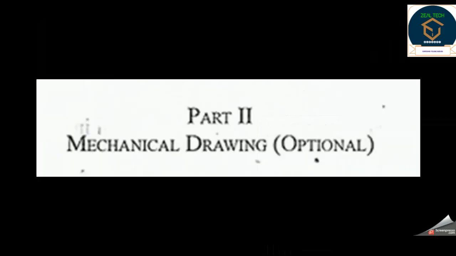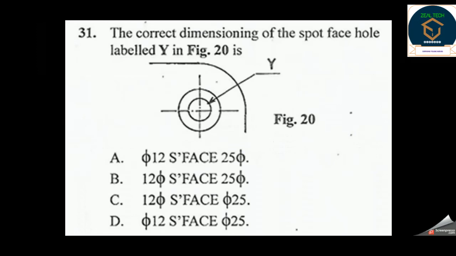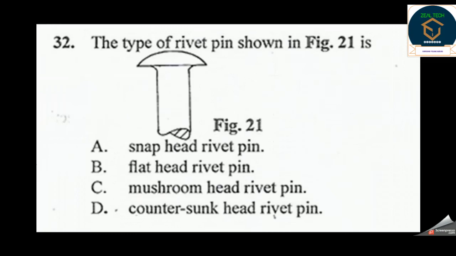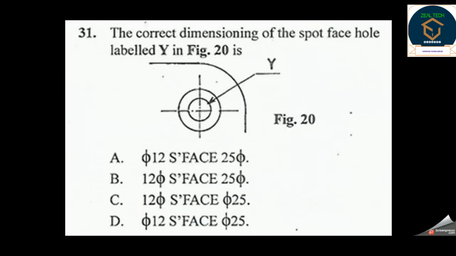Now you can see we are in part 2 of the section B questions, which is purely mechanical drawing. So let us see what the questions hold. The correct dimension of the support face shown for hole Y in figure 20 is what? The correct answer here is D. They only change the symbols for diameter to confuse you, but the correct answer is D in this case.